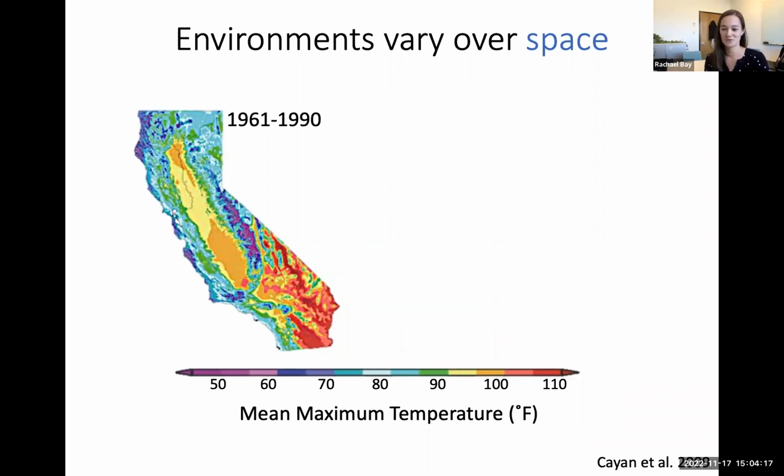This is an example from California where you can see mean maximum temperature across the state. And you see some broad scale patterns, like the fact that it's generally hotter in Southern California than it is in Northern California. But you also see some smaller spatial scale patterns that create this mosaic across the landscape. And we often think that organisms should be adapted to their local climate conditions. So for example, maybe an oak tree in Southern California is more able to deal with heat waves than one that lives in Northern California.